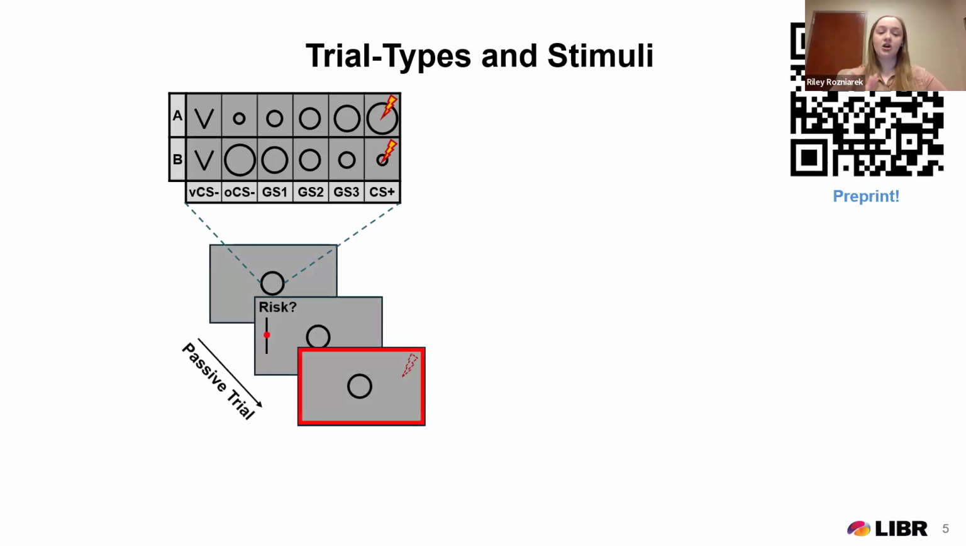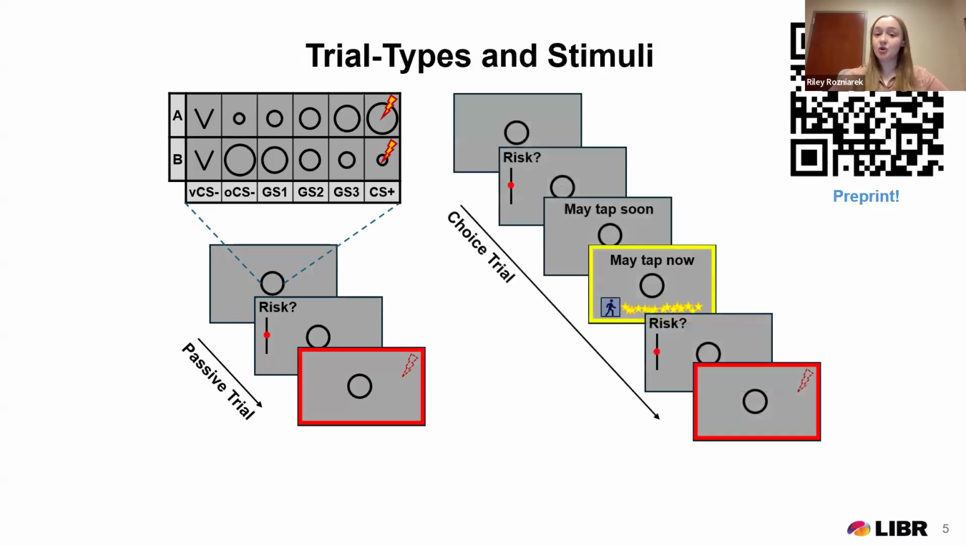In the task, there are two main types of trials. We have passive trials where participants view a shape on the screen and then give a self-reported risk or anxiety rating and see the outcome. And then we have choice trials where participants view the shape on the screen, give a self-reported risk or anxiety rating, and then they're shown a screen that says they may tap soon.